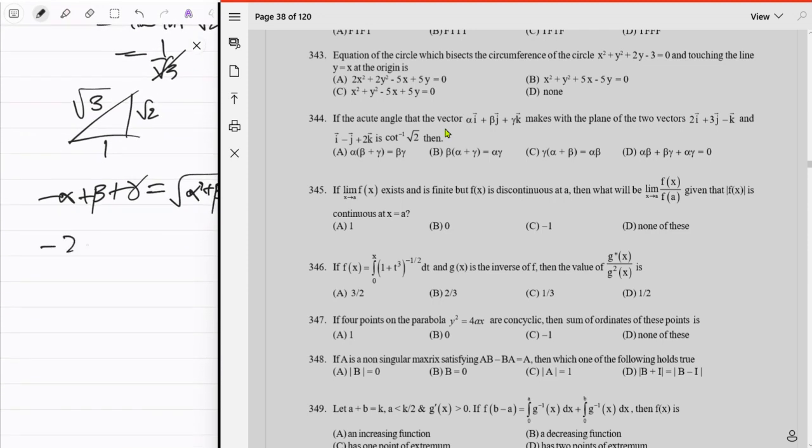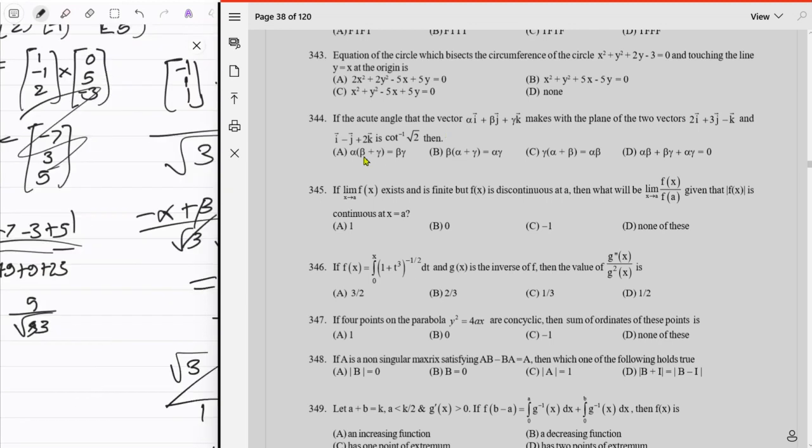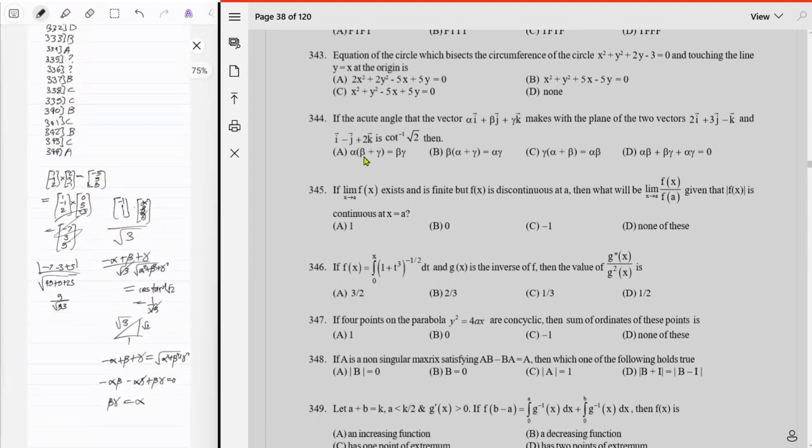Just get like negative two. वो two को हटाई दो. Which is negative alpha beta negative alpha gamma plus beta gamma equal to 0. Which means that beta gamma is just equal to alpha times beta plus gamma, which is A. Next question. So इसका आंसर A है. Next 345.